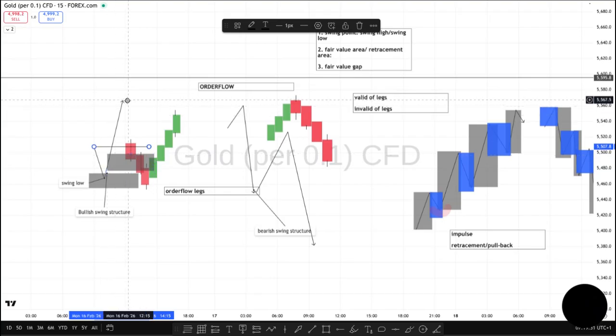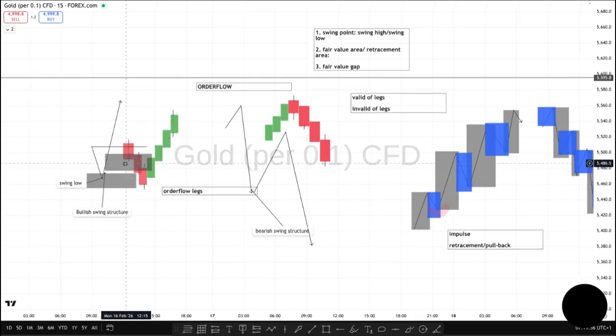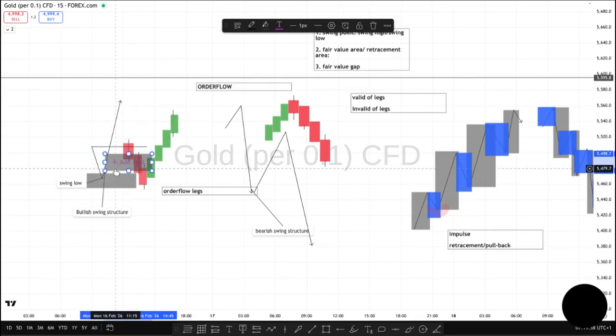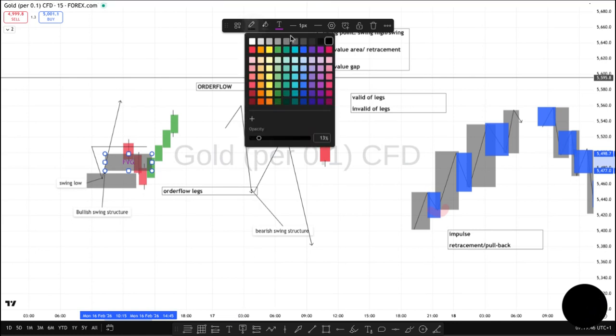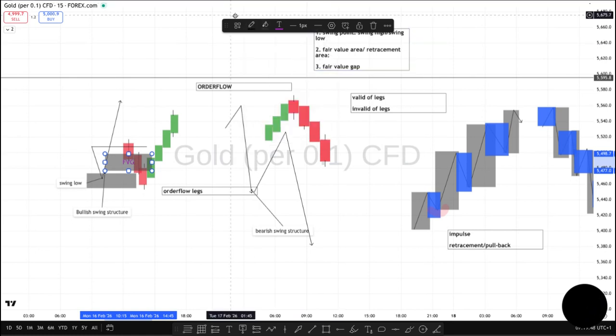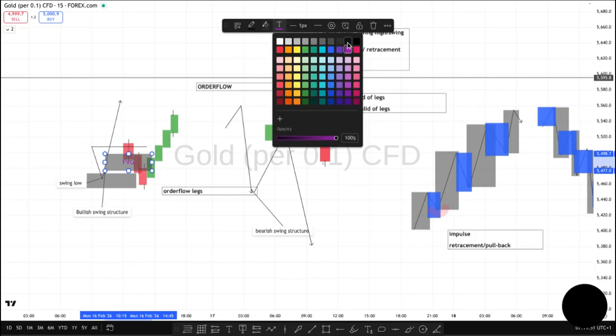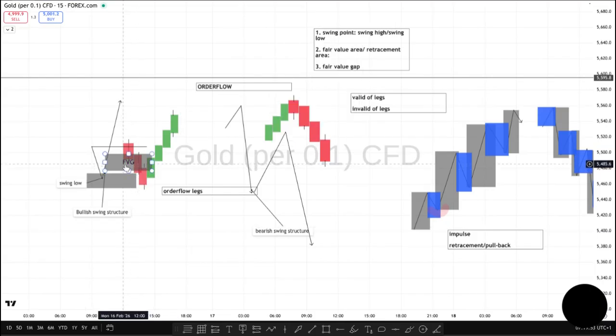And when we see such a structure created, let me write in here: fair value gap, FVG. When we see such a fair value gap created before price breaks structure, that first of all validates this new order flow leg, because at that point we now have a valid order flow leg that we can take a new trade from.